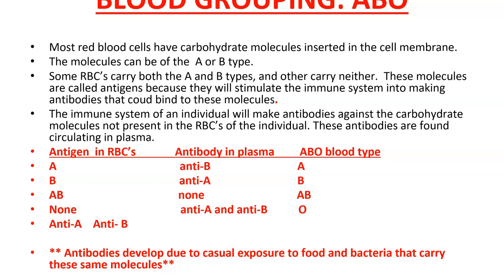Red blood cells have on their surface a series of carbohydrate molecules, complex carbohydrates, which are antigenic, which means that the immune system recognizes them and would make antibodies against them. Turns out these molecules can come in one of two versions. Some cells have a complex carbohydrate of the type that we have come to call A on their surface.